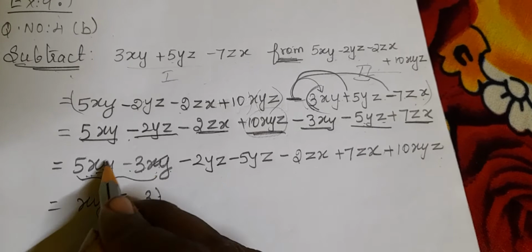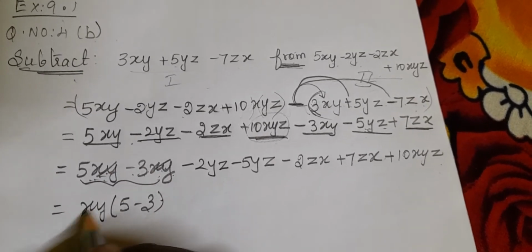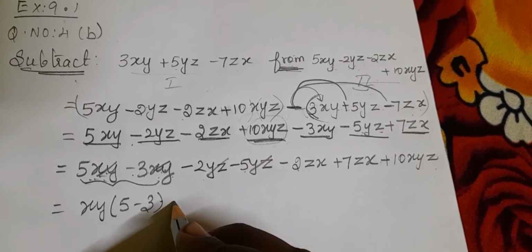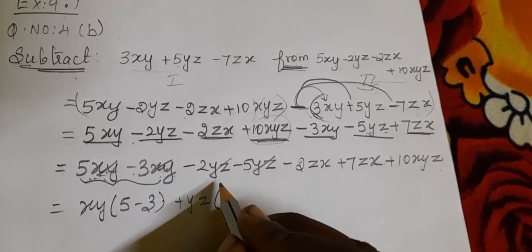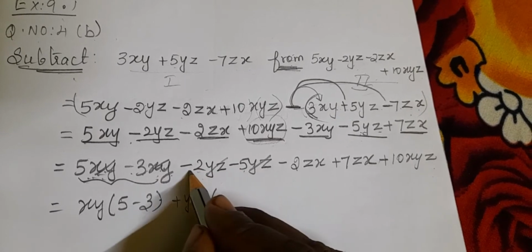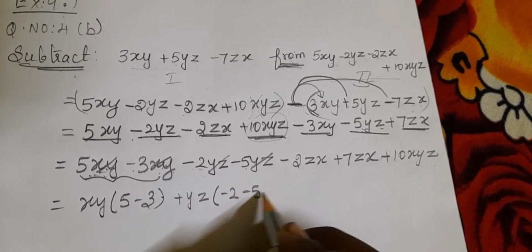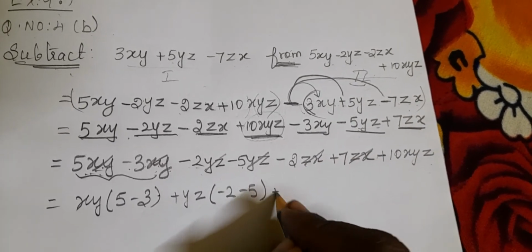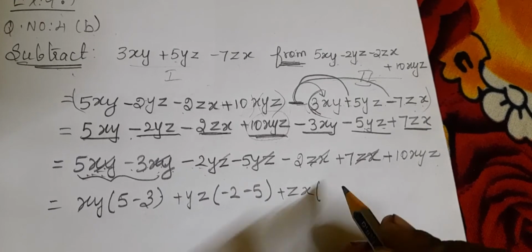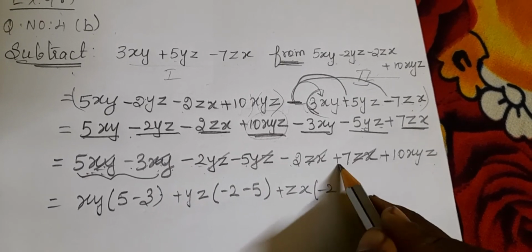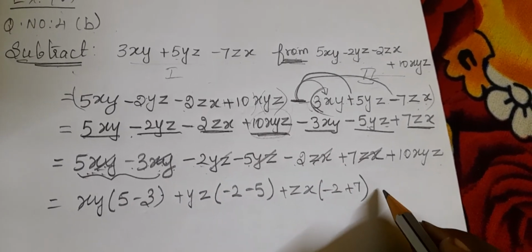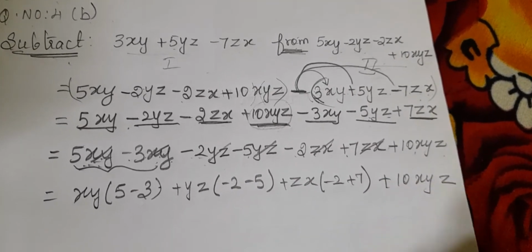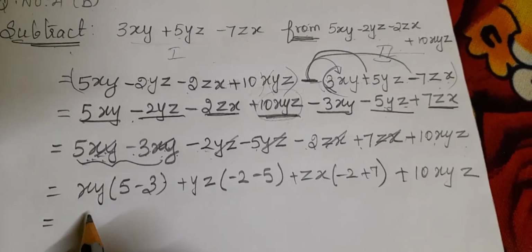Because xy is common, we can write it outside the bracket. Then here yz is common, so we will write plus yz. Then the numbers within the bracket are minus 2 minus 5. Here also zx is common, plus zx, minus 2 plus 7. Then write 10xyz.